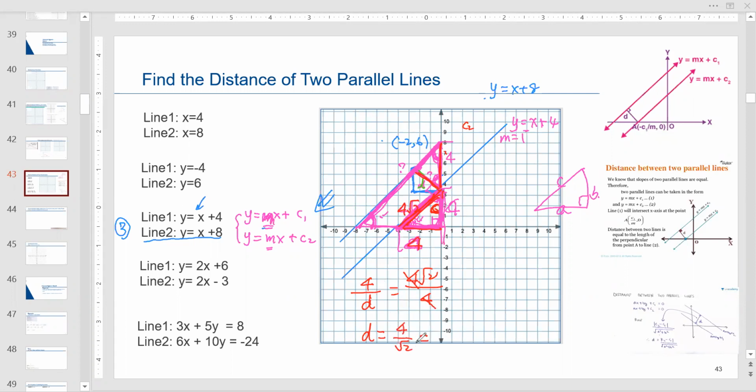So we rationalize, just multiply both top and bottom by square root 2. So the bottom became 2, the top became 4 square root 2. Continue simplifying, so it became 2 square root 2. Okay, so we use the geometry measures here to get a distance.